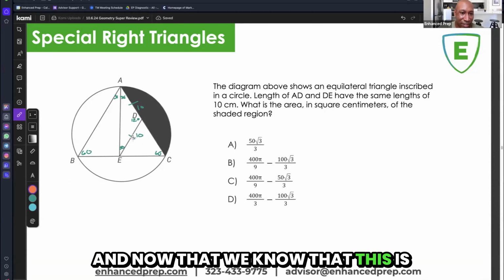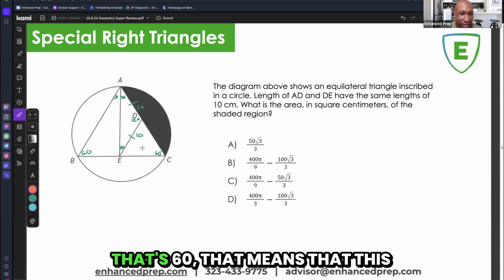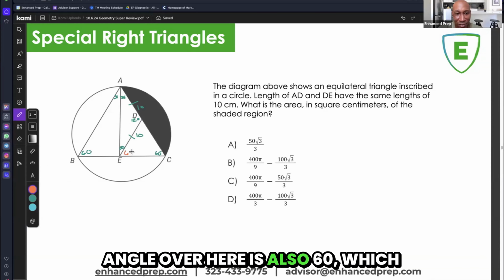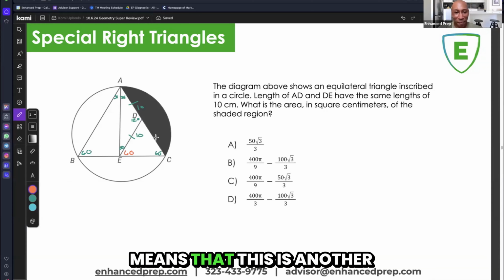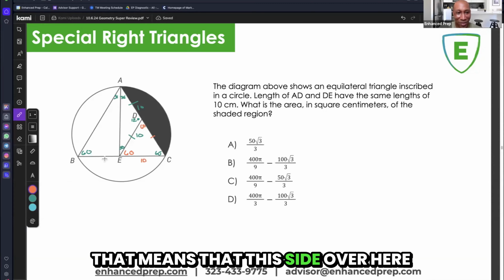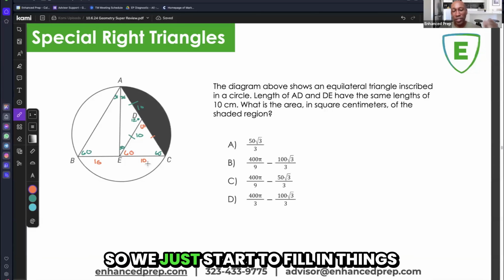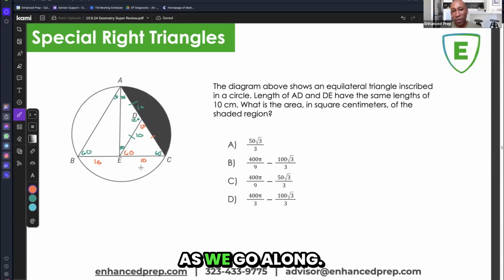And now that we know that this is 10 and we know this is an equilateral triangle, that's 30, that's 60. That means that this angle over here is also 60, which means that this is another equilateral triangle that's also 60. So that means that this side is 10. That means that this side over here is also going to be 10 because this is splitting this in half. So we just start to fill in things as we go along.